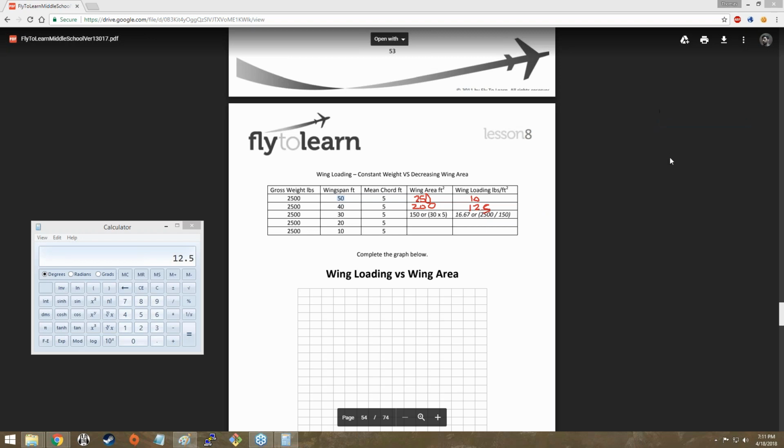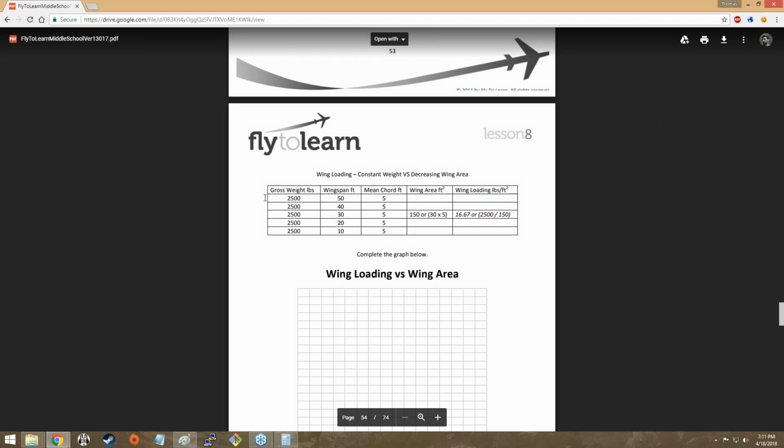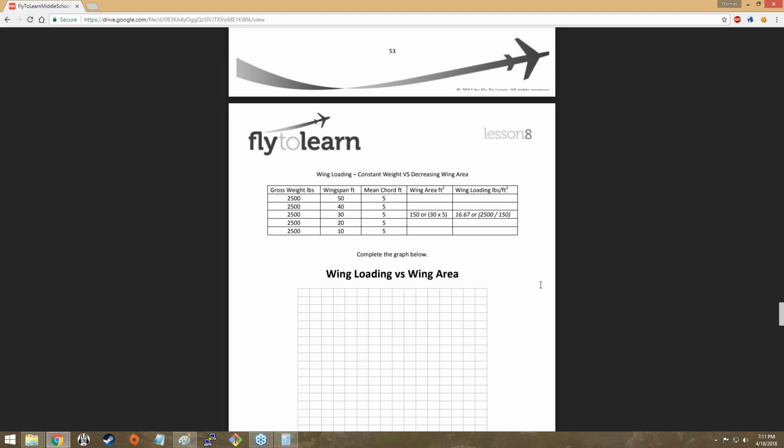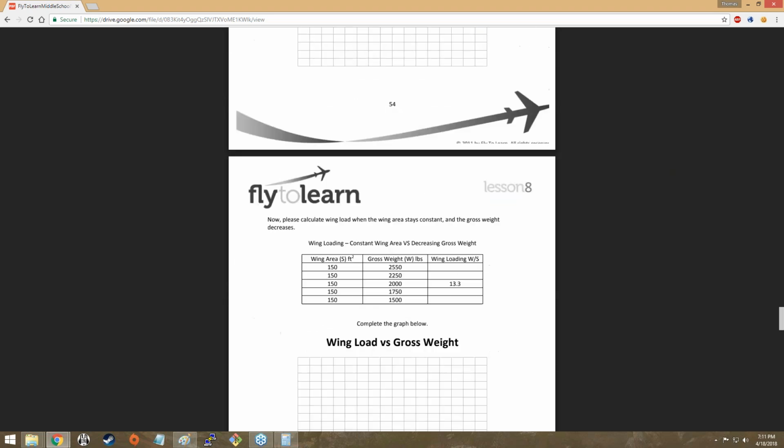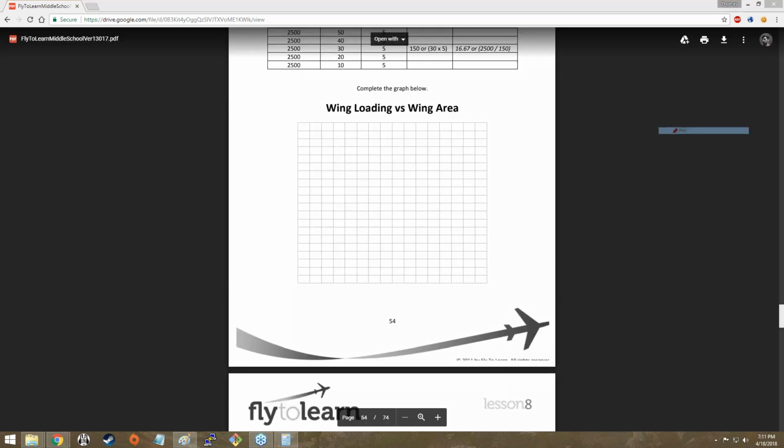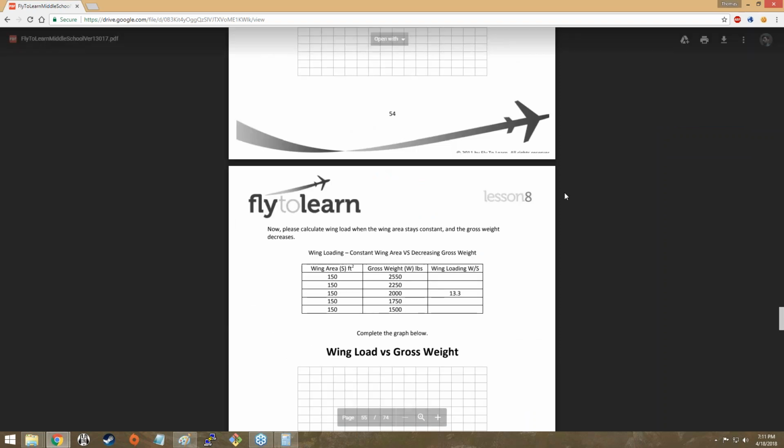As the wing size decreases, the wing loading increases. Just like if you had a heavy bag and you had fewer people lifting it up, each person would have to lift more weight in order to lift the bag. In essence, as wing area goes up, loading goes down pretty linearly. You're not going to have any crazy math like that. It's pretty simple multiplication and division.